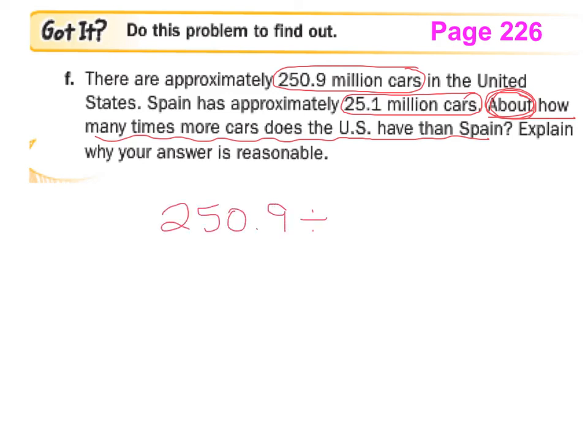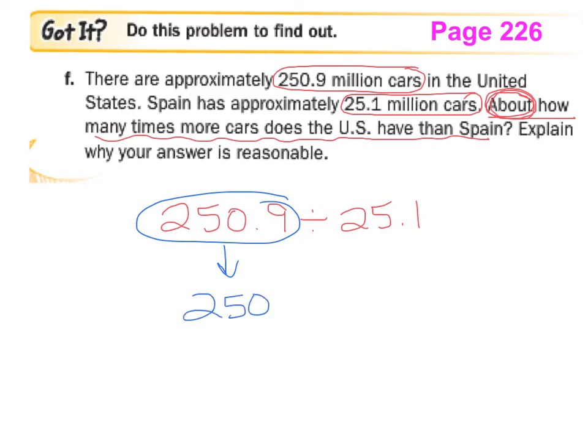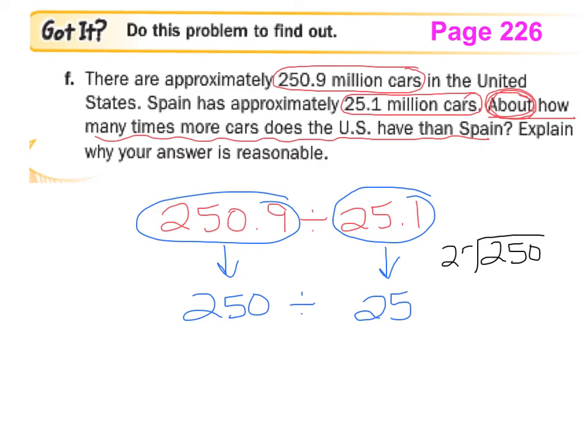So we're going to take 250.9 and divide by 25.1. Neither of these numbers are all that compatible with their decimal places. So I'm going to change the 250.9 to just 250 million. And the 25.1, well, I know quarters go into 250 easily, so I'm going to round that off to 25. So now I'm going to set up my division problem. 250 divided by 25. Well, I know that 10 times 25 is 250. So if I didn't know that though, I could check it.